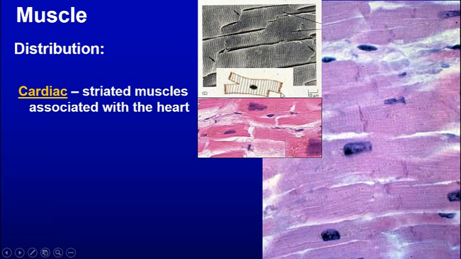Cardiac is branched. You can see where cells can branch. That increases the synchronization of the contraction to occur. You can see here where some cells are pulled apart. It usually has one nucleus in the center, not on the periphery.